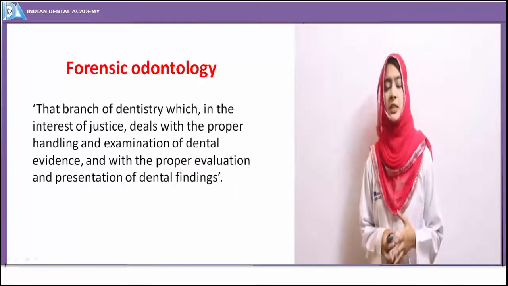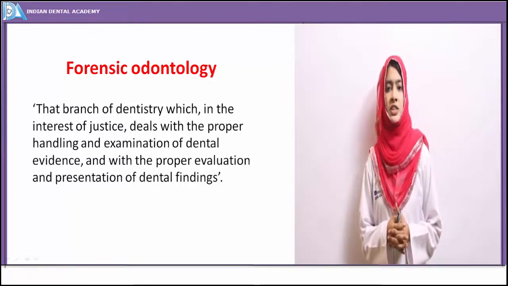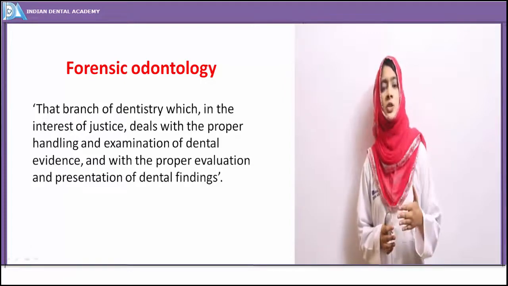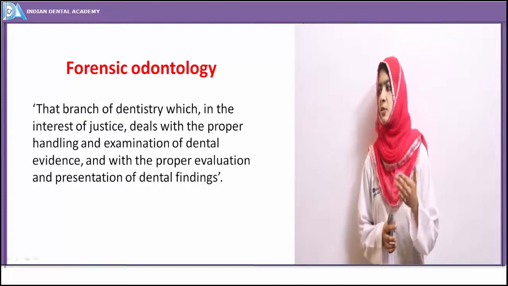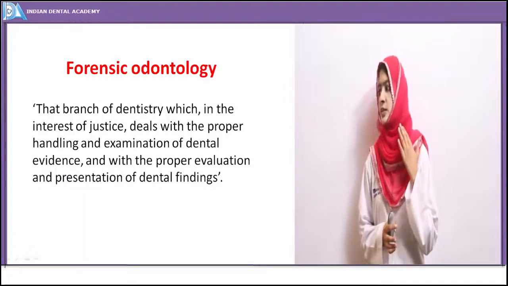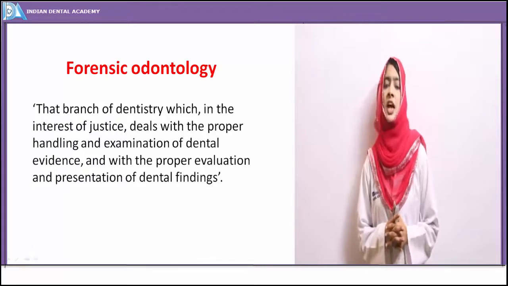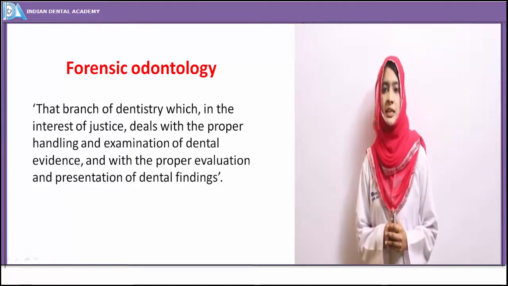So the definition of forensic odontology as proposed by the Federation Dentaire International is that forensic odontology is a branch of dentistry which deals with the identification of dental evidence, with the examination of dental evidence, and with the proper evaluation and presentation of the dental findings. This definition is given by the Federation Dentaire International.